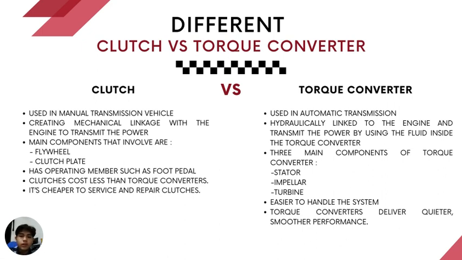Lastly, I would like to present the pros of the clutch and the pros of the torque converter. The pro for the clutch is that it costs less than torque converters. For example, during service or repair, the clutch is cheaper and more efficient to service or repair. For the torque converter, the pros are that the system is easier to handle, and the torque converter delivers quieter and smoother performance. That's all for the difference between clutch and torque converter.